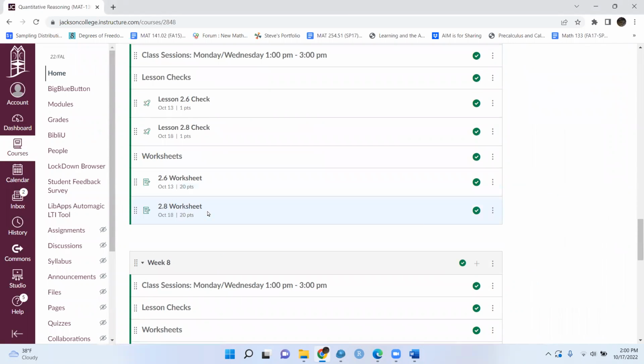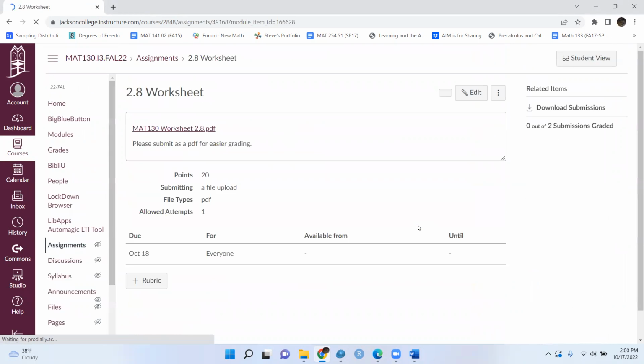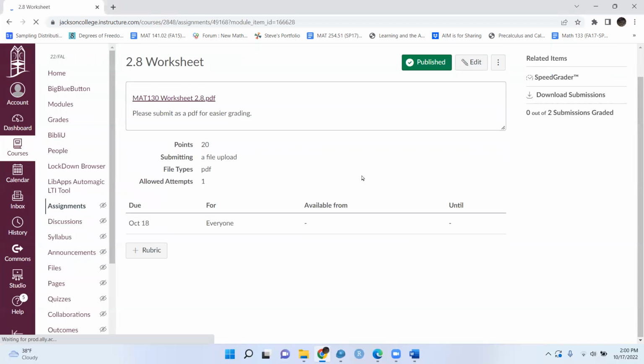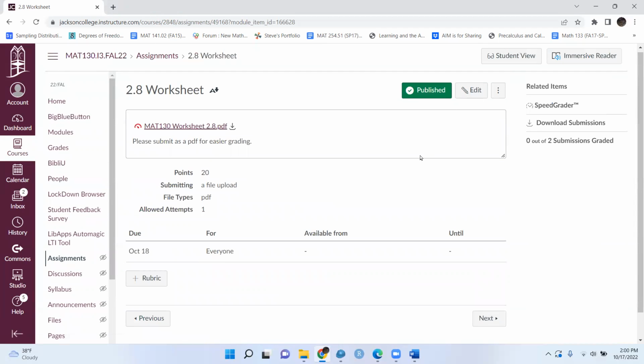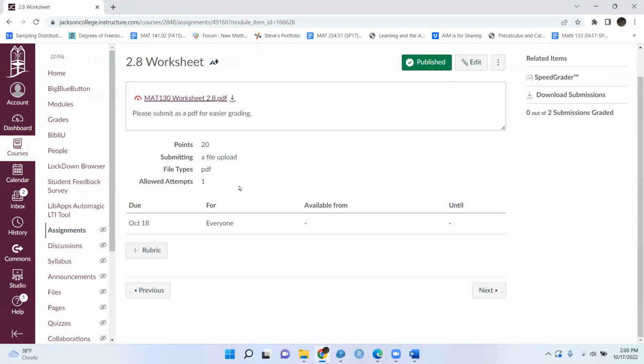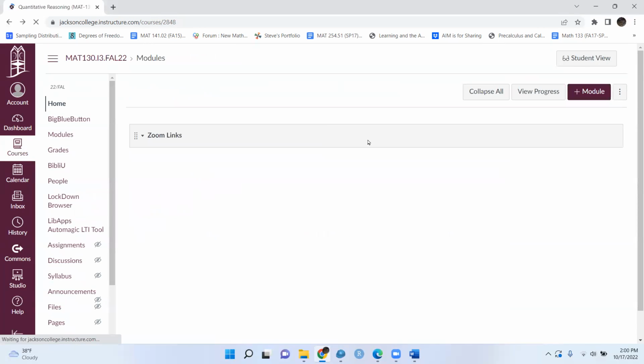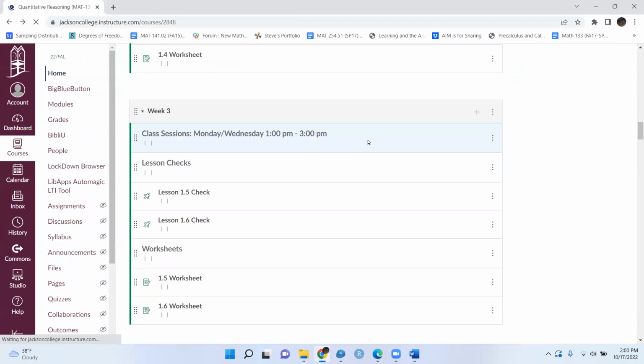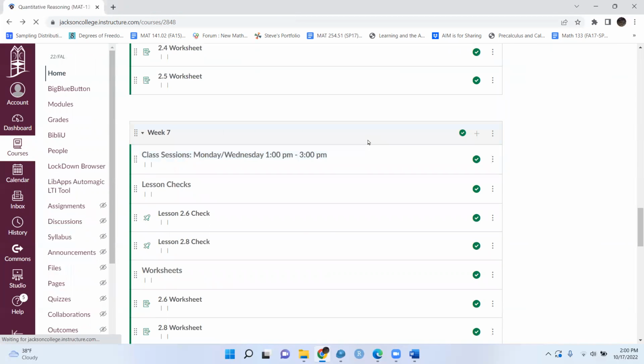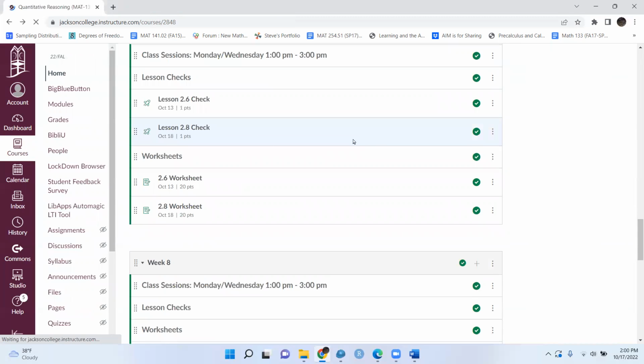Sometimes I really hate Canvas. Okay, so here comes 2.8. What's the worksheet? Curse words. There's a lesson check. All right.